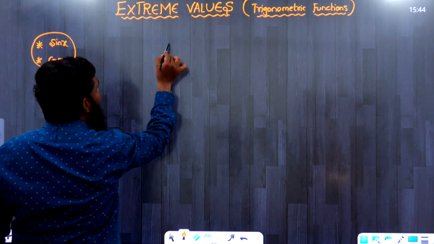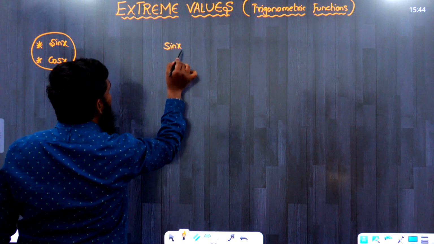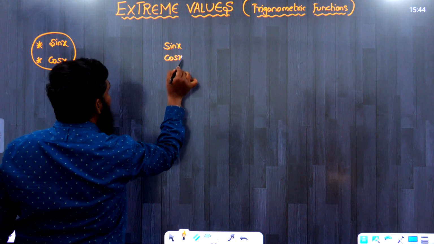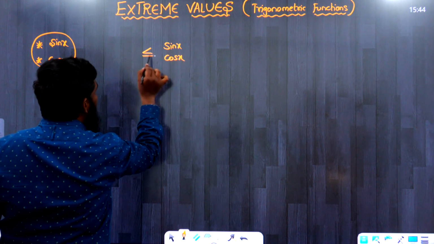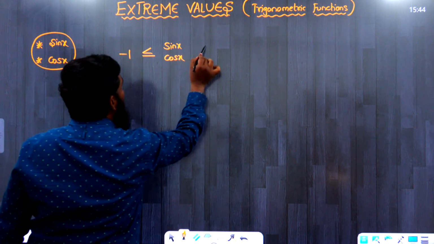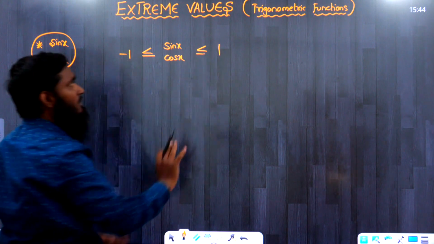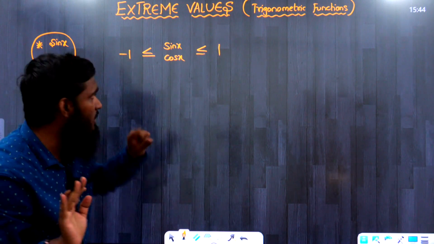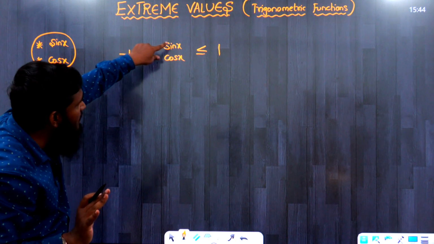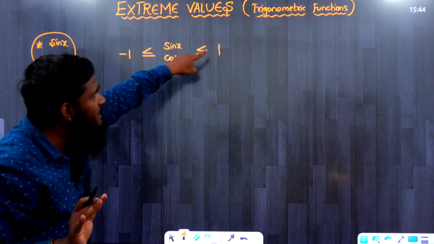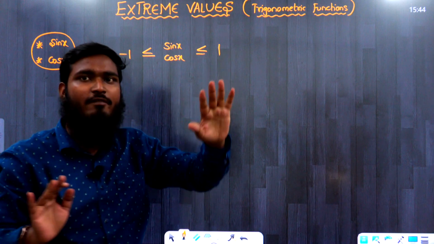Whenever we have sin x and cos x, what is the minimum value? -1. What is the maximum value? +1. That's it. Directly we have to remember this. Minimum value for sine and cos is -1. Maximum value for sine and cos is +1.